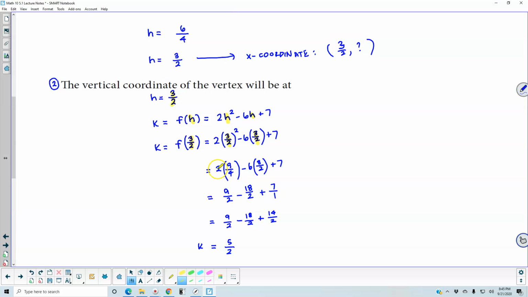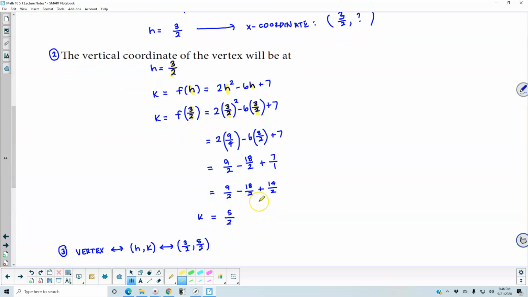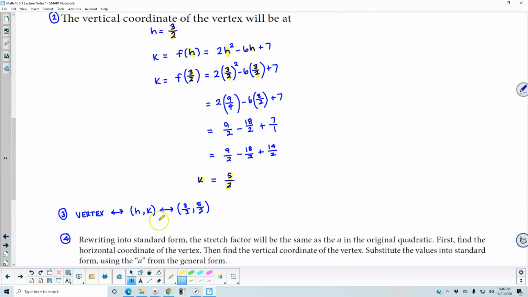Now if we simplify here, 2 over 4 gives us 2 in the denominator, so we have 9 over 2 minus 6 times 3, which is 18 over 2 plus 7 over 1. And then we're going to find a common denominator for 7 over 1 to be 14 over 2. So 9 minus 18 is negative 9 over 2 plus 14 over 2 gives us positive 5 over 2. So now we determined that k is going to equal 5 over 2. So now we've located the vertex to be 3 halves, 5 halves.